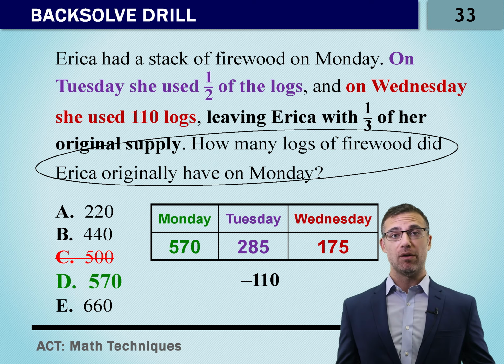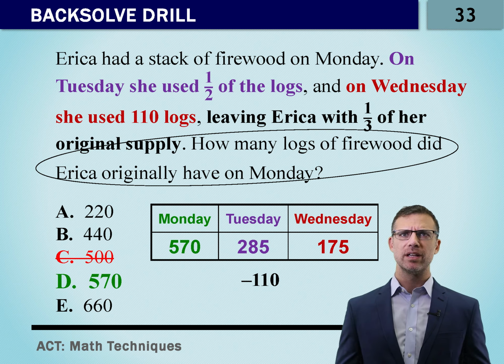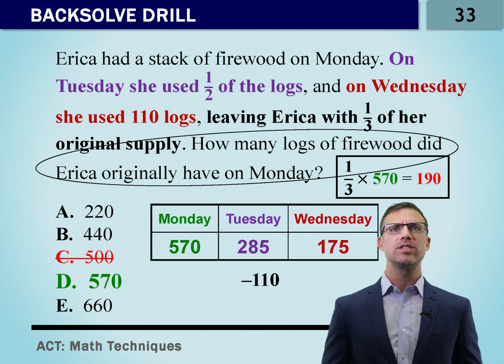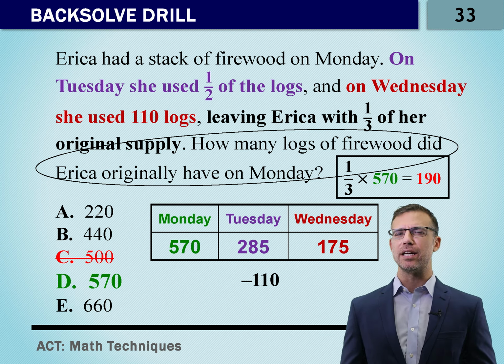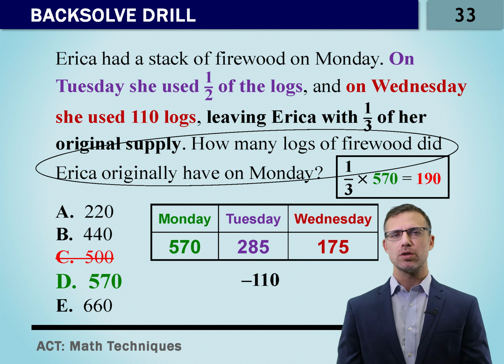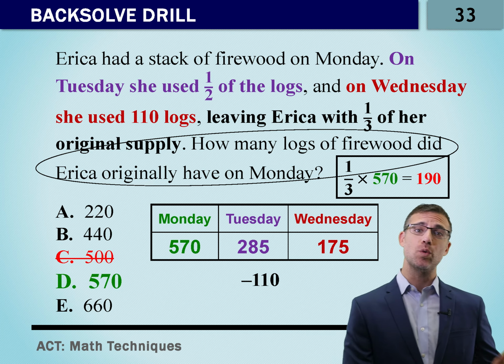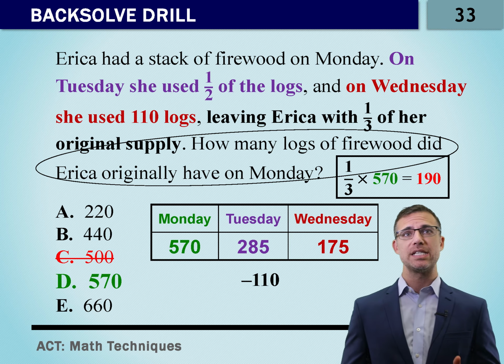Off the top of my head, I don't know. But again, this is why we've got calculators. Let's test it out. 1/3 of 570 gets us 190. We've got 175, we wanted 190. Notice, by the way, we've gotten closer to the number that we want. We're only 15 away right now. That's different than the 26 away we were when we tried C.